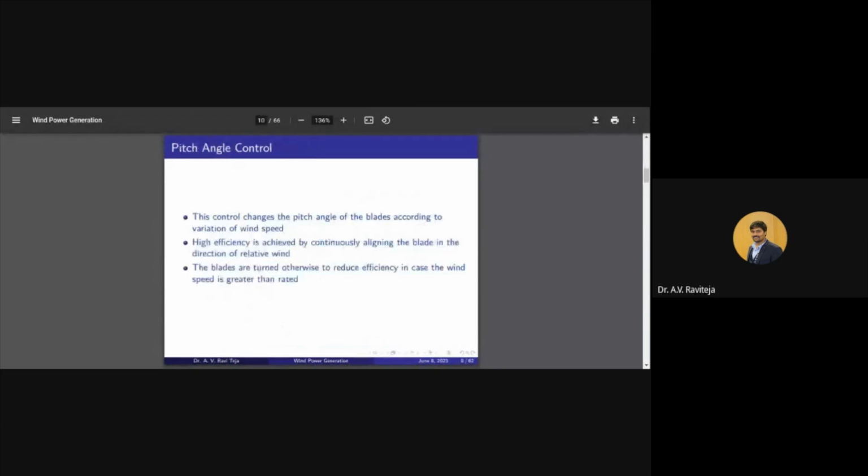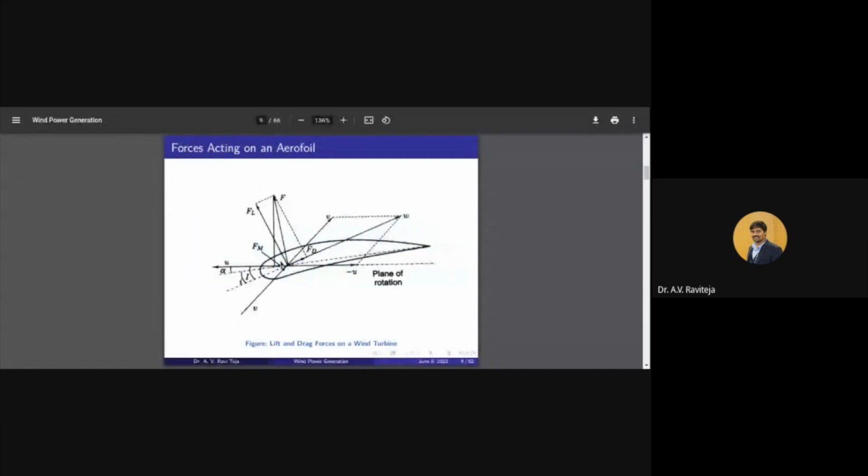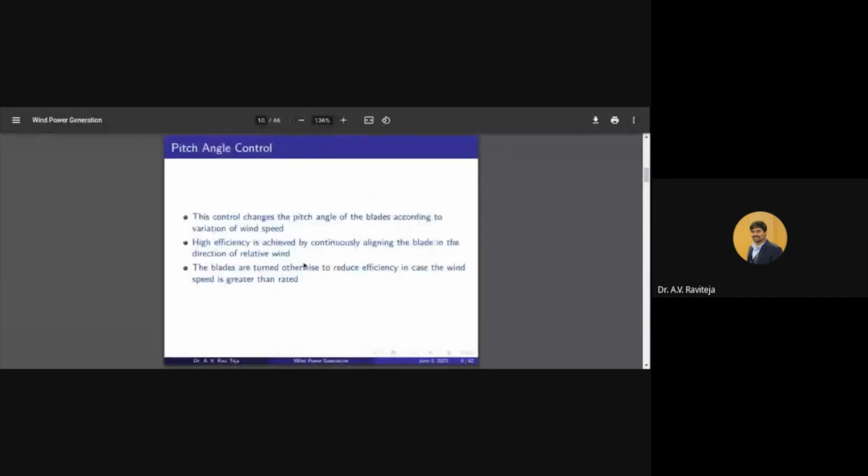So, to make provision to increase the lift force and decrease the drag force, we have a control mechanism on the turbine blade, which we call pitch control or pitch angle control. Depending on the wind direction, we will rotate the blade along its own axis such that lift force is maximized and drag force is minimized. Okay, so by doing that, we are able to achieve higher efficiency and higher speed of the turbine blades.